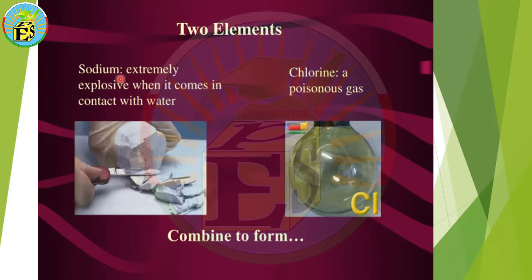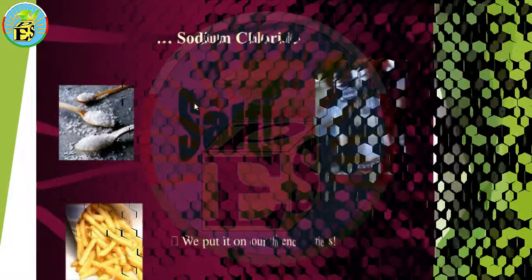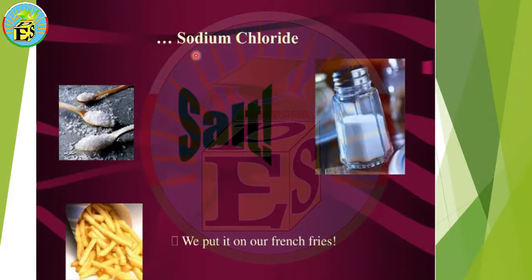We have two elements, like sodium and chlorine. Sodium is extremely explosive when it comes in contact with water, and chlorine is a poisonous gas. If we combine these two elements with each other, we will have a salt. A salt is sodium chloride. Sodium chloride is used in different kinds of food.